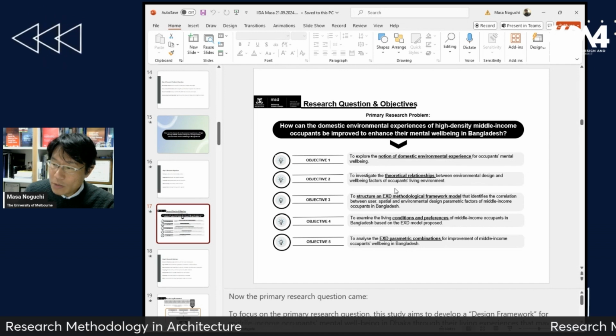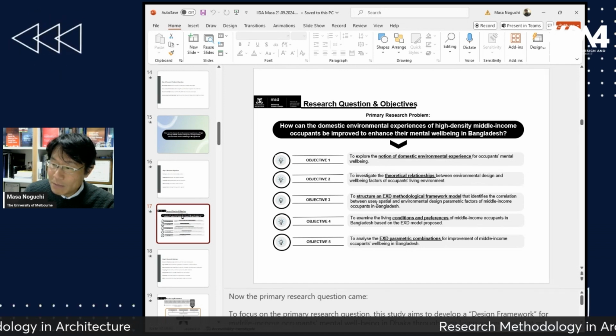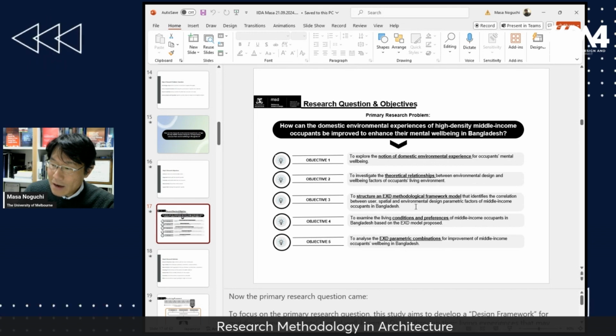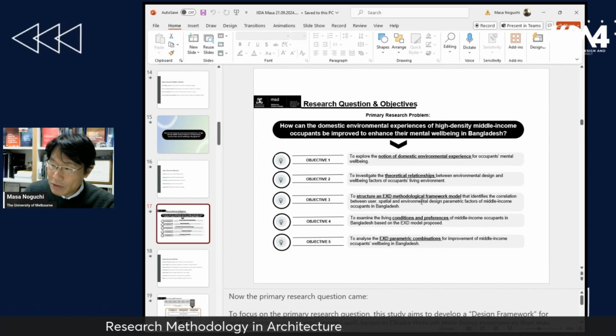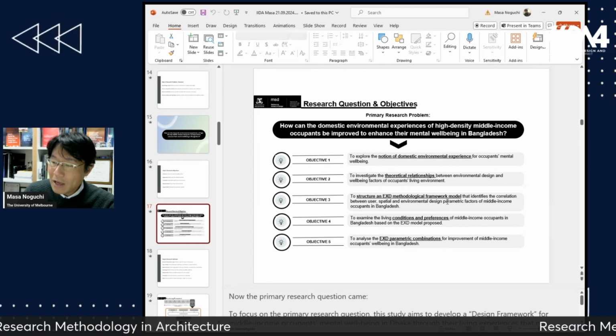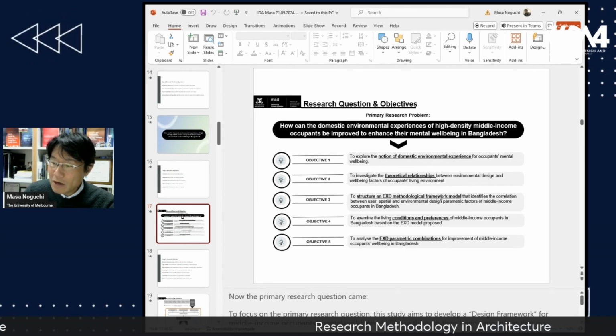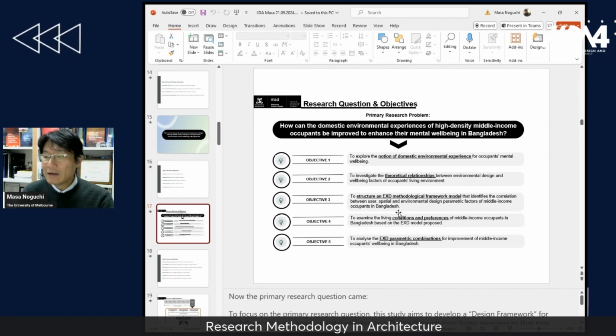So there are three bubbles: people, space, and environmental design parameters. Three bubbles put together, mingling through the EXD methodological framework proposed through this study.